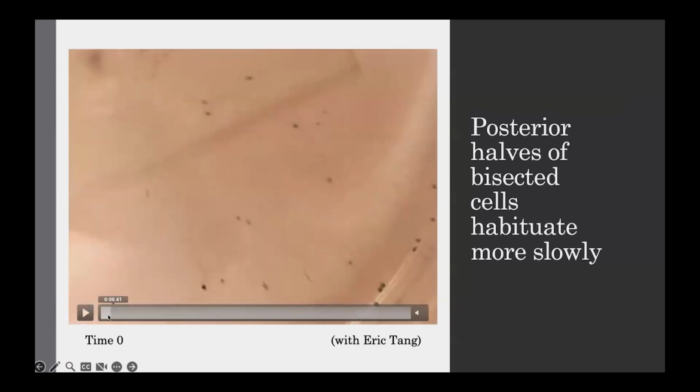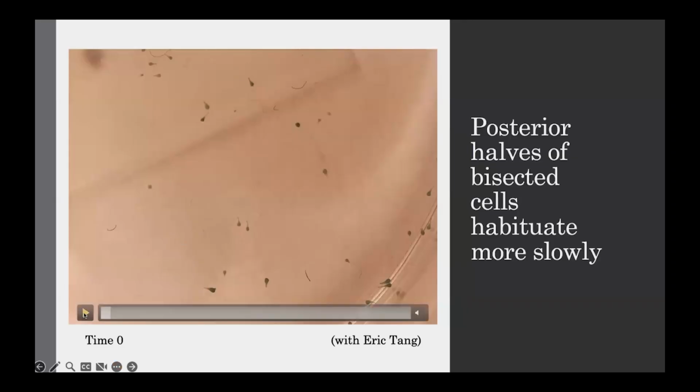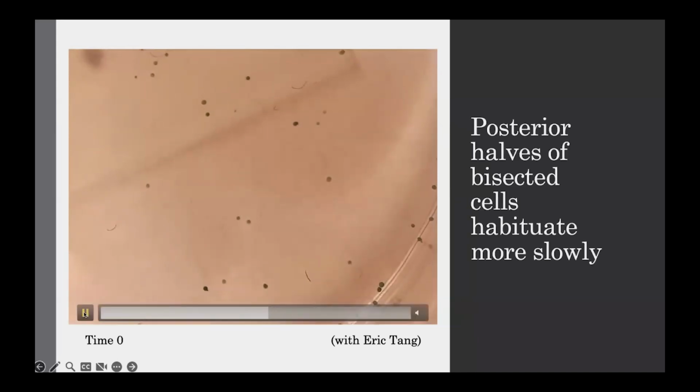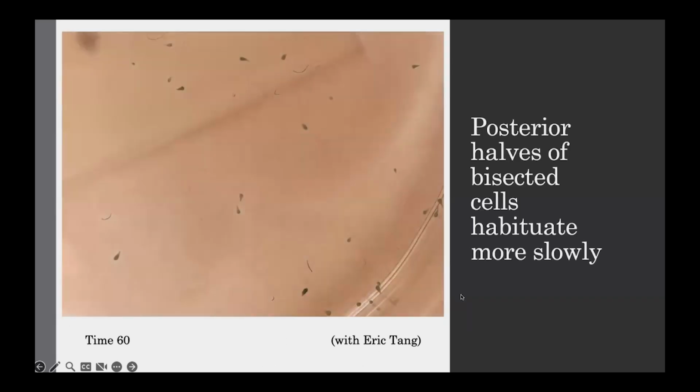It's a little bit hard to tell at this magnification, but these are just the posterior halves. I've just cut them in half, and I'm trying to find out whether they can habituate at the same level as normal cells. This is at time 0. They've just been put in the dish, the experiment has started, and I'm looking at their contractility. They just got a tap and all of them contracted, so no deficits there with the posterior half.